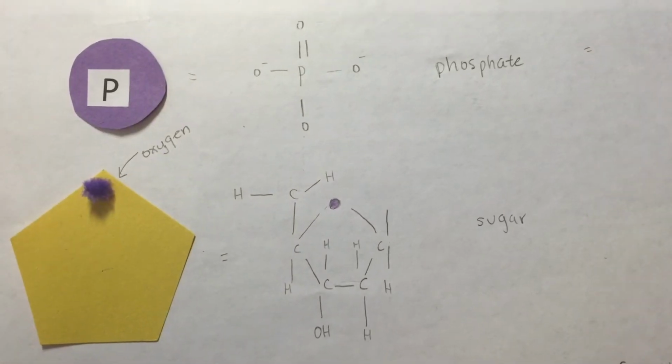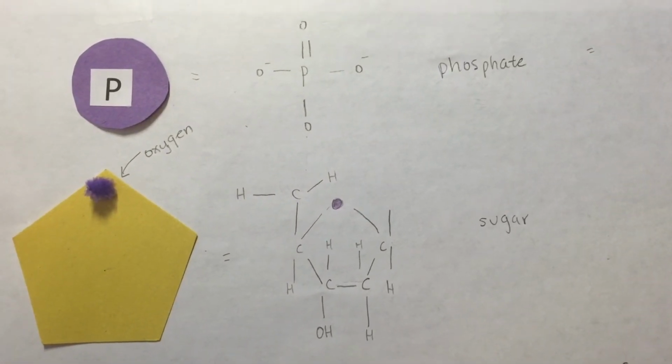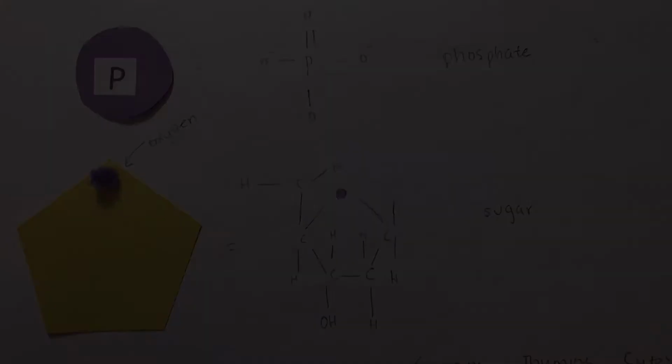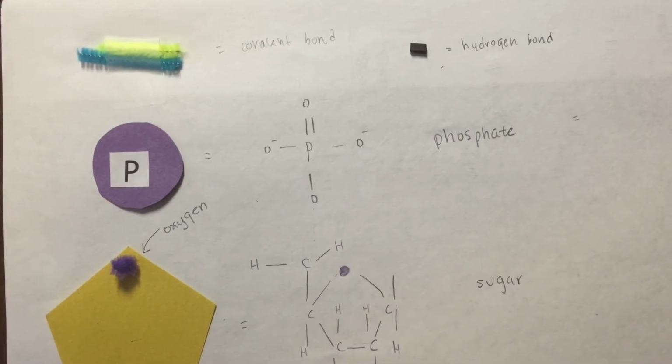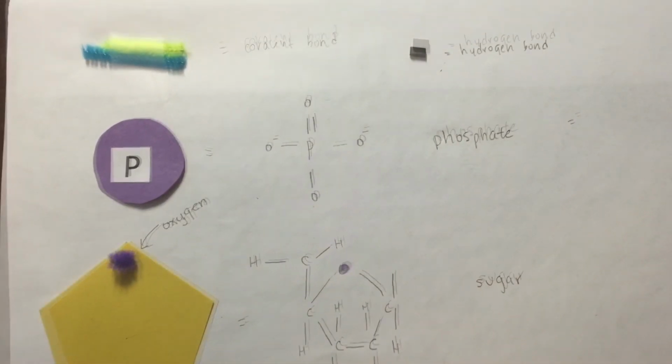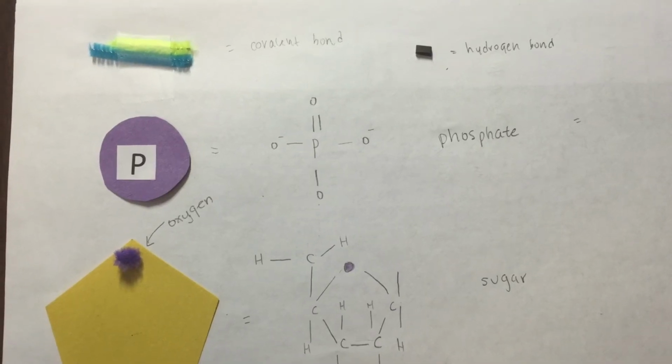Next, for the sugar pentose, there are 5 carbons and 1 oxygen, which is on one of the corners of the pentagon. The oxygen is symbolized by the purple. For the phosphate group, it is symbolized by the letter P attached to the sugar. All of the bonds within a nucleotide are covalent bonds because the electrons are being shared.